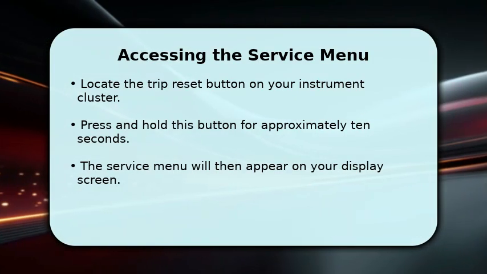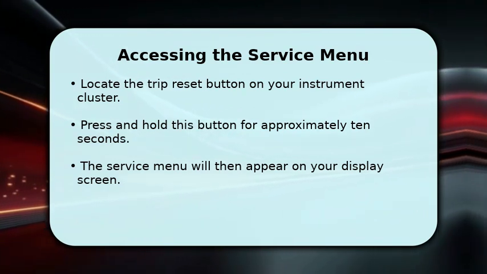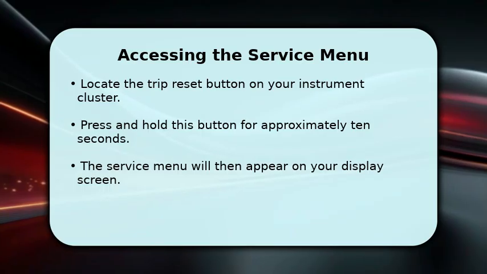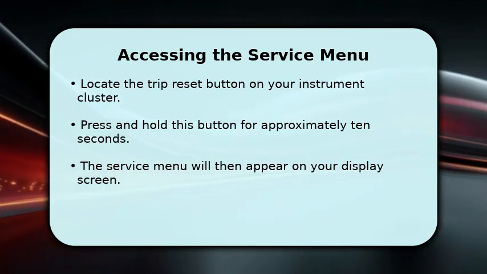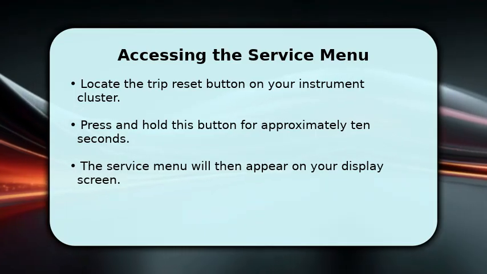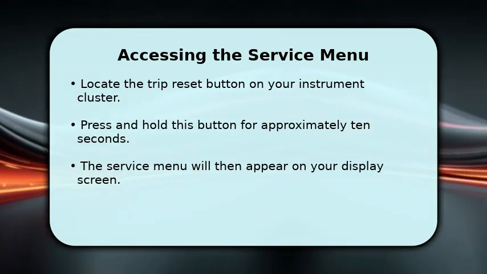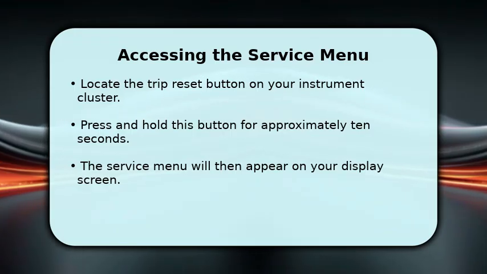Now, let's access the service menu. Find the Trip Reset button, usually located on the lower left side of your instrument cluster. Press and hold this button for about 10 seconds. Keep holding it until you see the service menu appear on your dashboard display. This menu allows you to manage various service intervals for your vehicle.